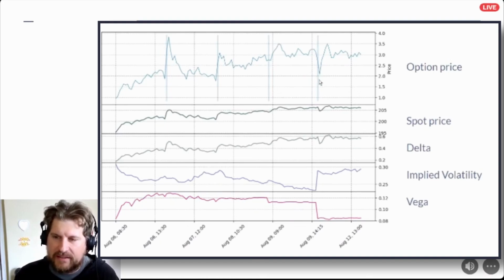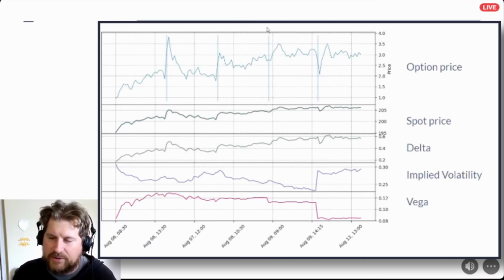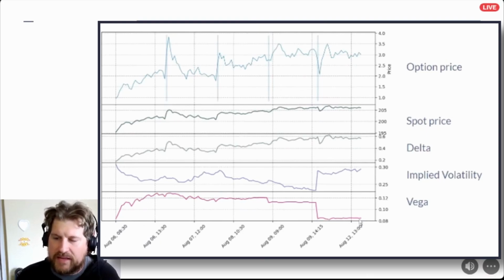You can see this last bar right here was the transition from Friday until Monday, and you can see that even though implied volatility came back up, because implied volatility is rising as we're nearing the expiration of this monthly August $205 call for JPM, we can see our Vega value came down quite a bit. It dropped from let's say 0.11 to almost 0.08. That's a pretty big decline.